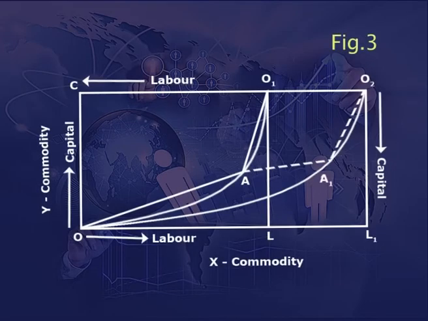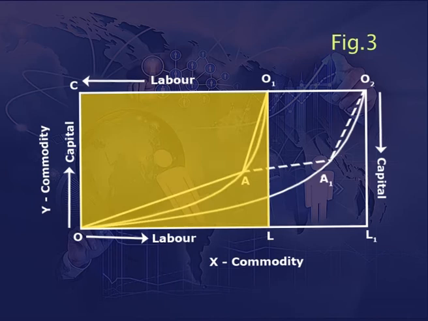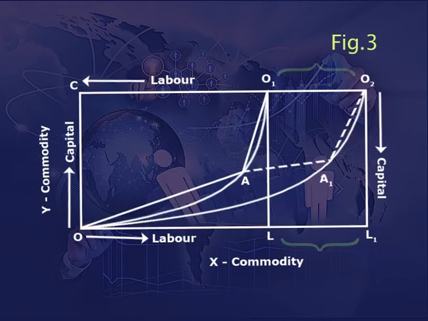This is explained with the help of figure 3, where origin of commodity X is O and of commodity Y is O1. Country A's factor endowments are measured by the box OLO1C. With the increase in labor by LL1, the new box is OL1O2C. Initially, A produces at point A on its contract curve OAO1, where it produces OA of X and O1A of Y.